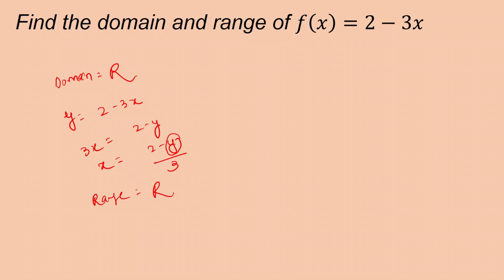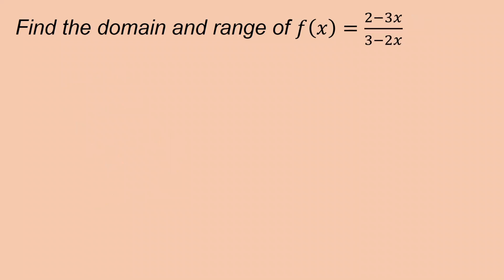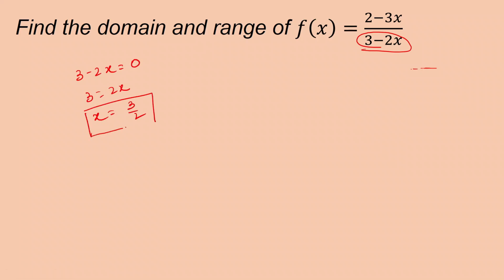All right, this was an easy question. Again, the domain and range. We see that there is a denominator, so we have to make sure that we do not have a 0 in the denominator. So let's find out for which value of x the denominator becomes 0. We solve it: 3 is equal to 2x and x is equal to 3 by 2. So this is the value of x for which the denominator becomes 0.